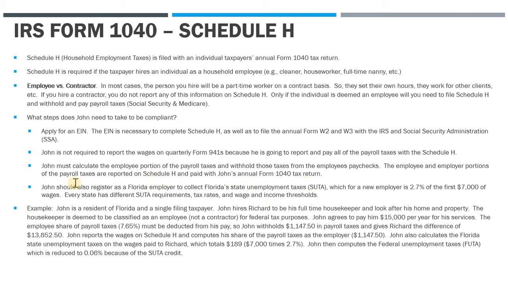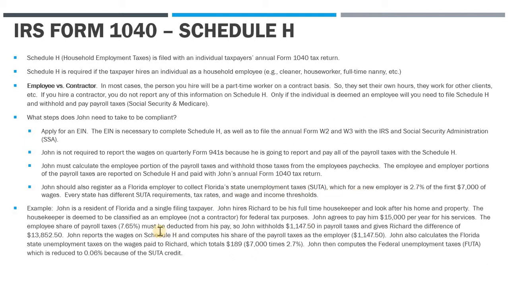Okay. Now, lastly, for the state issues, John also needs to register as a Florida employer because Florida has state unemployment taxes, right? So an employer, a new one, has to pay a 2.7% tax on the first $7,000 of wages paid to Florida-based employees. Now, it's important here, every state has different SUTA or state unemployment tax requirements, so you're going to have to look at where do you live, where's your employee going to be based, and look at those local regulations as far as what are the tax rates and the wage and income thresholds for reporting.